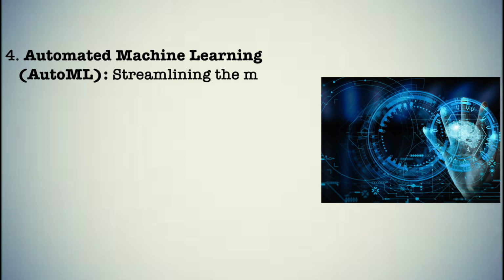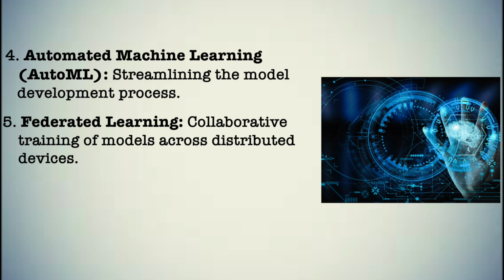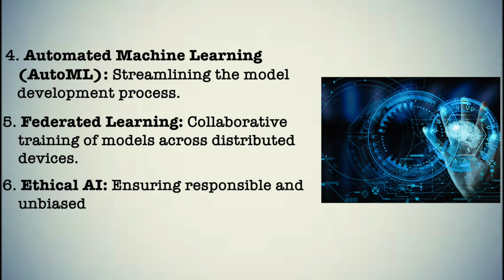And the fourth one is automated machine learning, AutoML we can say, which is streamlining the model development processes. And the fifth one is federated learning, or we can say collaborative training of models across distributed devices. And another one is ethical AI, ensuring responsible and unbiased AI deployment.